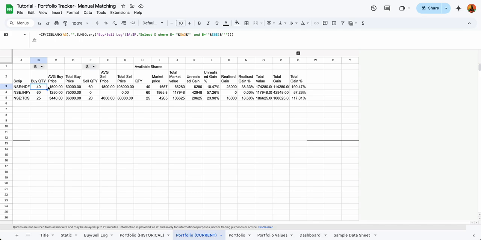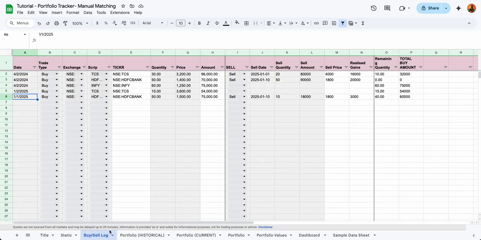The average buy price for these 40 stocks is 1500, which is being calculated the same way as I mentioned, except in here the reference that is being used is column P. If you go back to the sheet, column P has got the correct reference for the remainder stocks in each lot, and therefore my reference in here is column O and P instead of what we had used in the historical sheet, where we were referring to columns F and H. That's the only change in here.